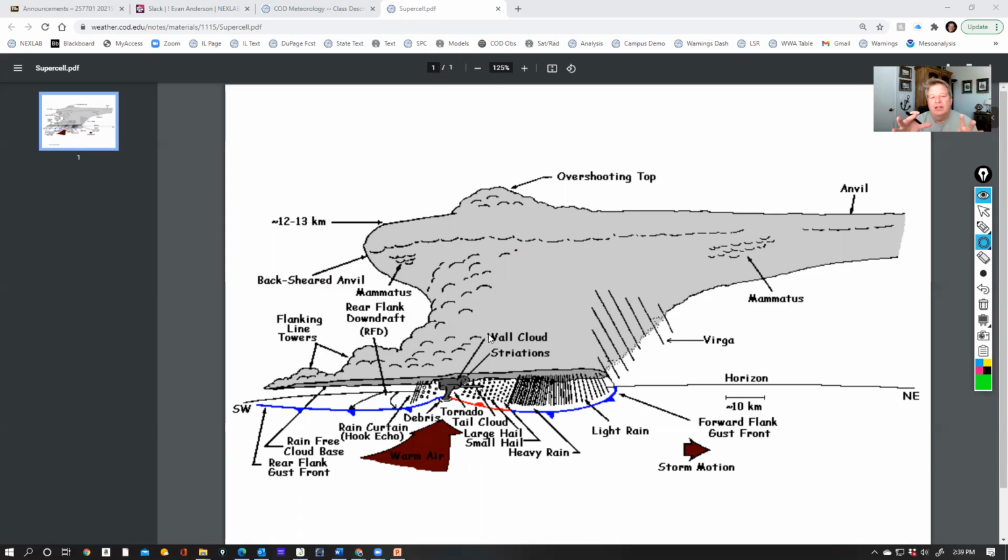The point of that story is that the tornado came after the hail. It was the hail that told these people, "I got to go move my car." Okay, not a good idea.